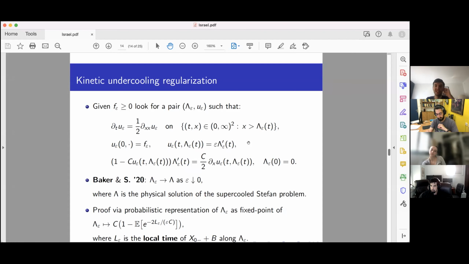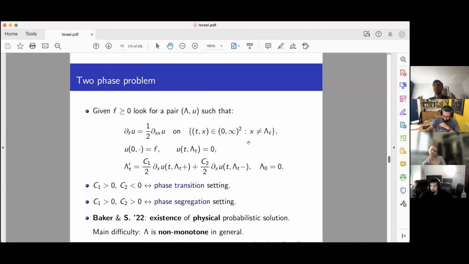Cool. So let me move on. In terms of one dimension, there is one more thing you can do. Namely, you can study the two-phase problem. That kind of goes back to one of Sergey's questions. So you can study the problem where you model both what is happening in the ice and in the water in terms of the temperature.